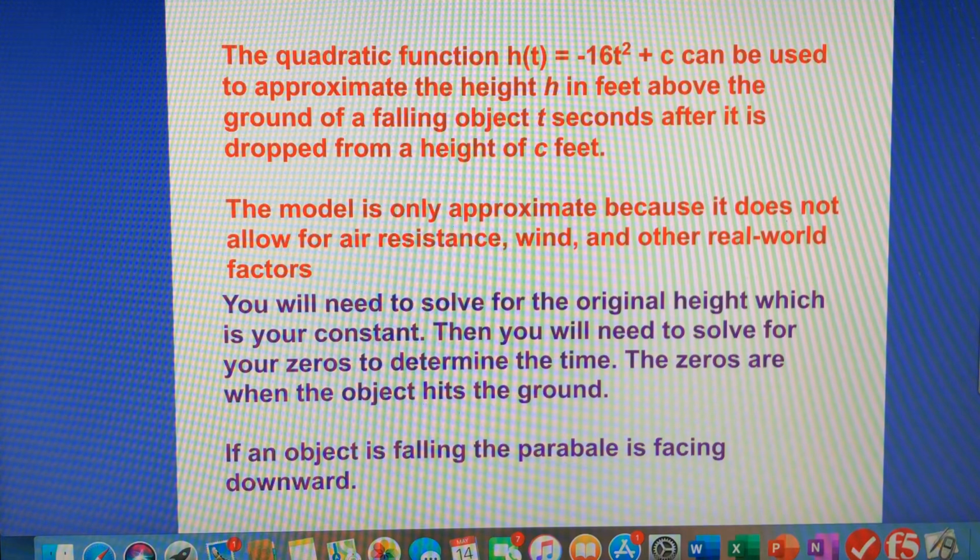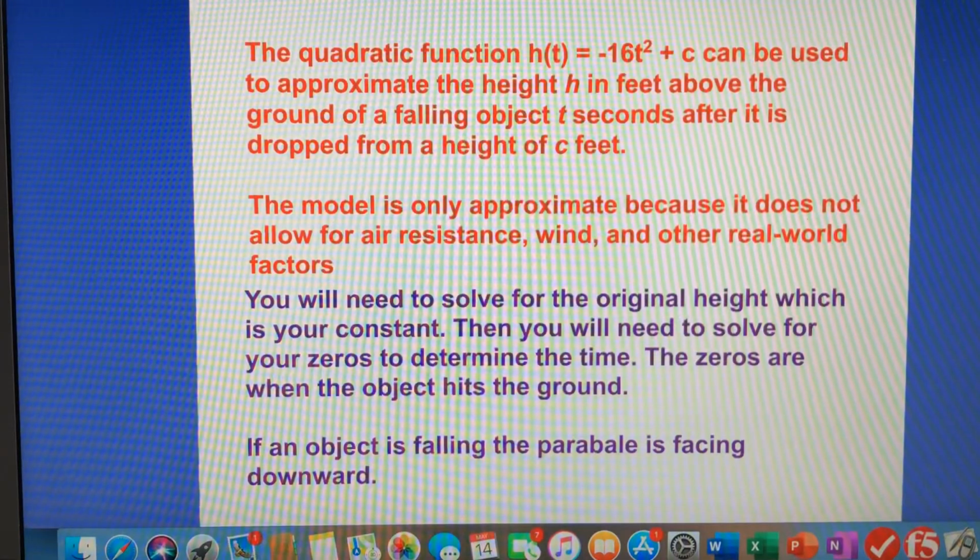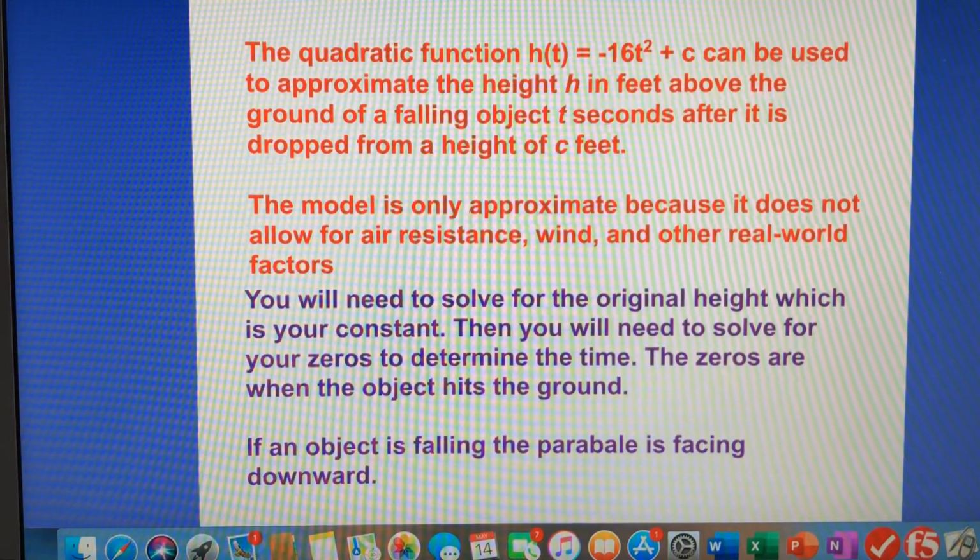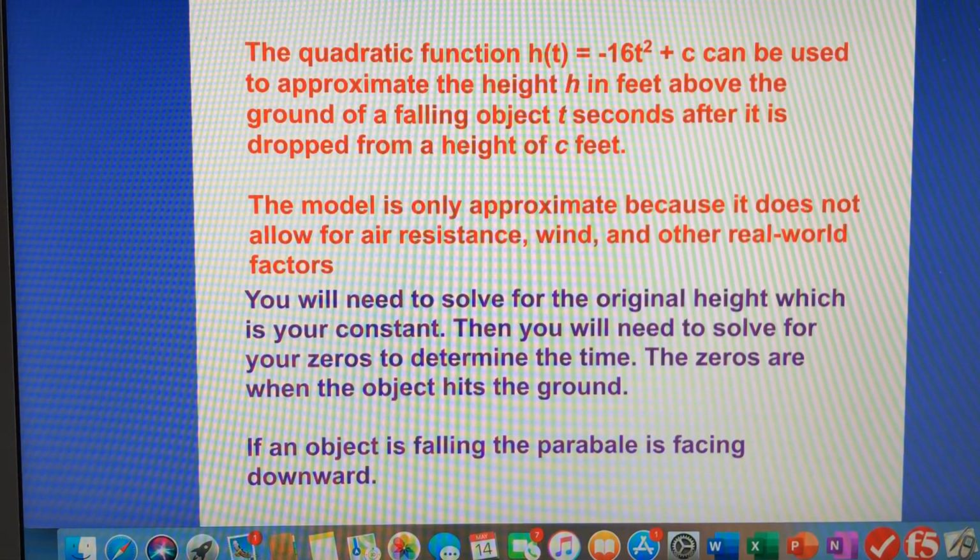You will need to solve for the original height, which is your constant. Nothing to solve. It just is your constant. And then you will need to solve for your zeros to determine the time. The zeros are when the object hits the ground. If an object is falling, the parabola is facing downward. So you learned in your other videos how to calculate your zeros. You'll need to go back and be able to do that.